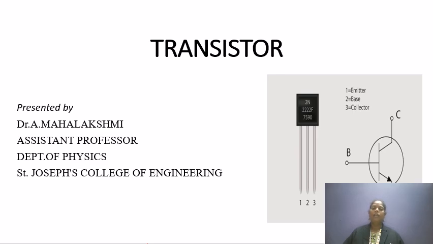Hi all. Today's topic is the transistor. We know the transistor is the backbone of most modern electronic devices. From the transistor only we are getting all the IC chips. The transistor is the basic element for IC chips and all electronics. All the electronic components are formed only from transistors.